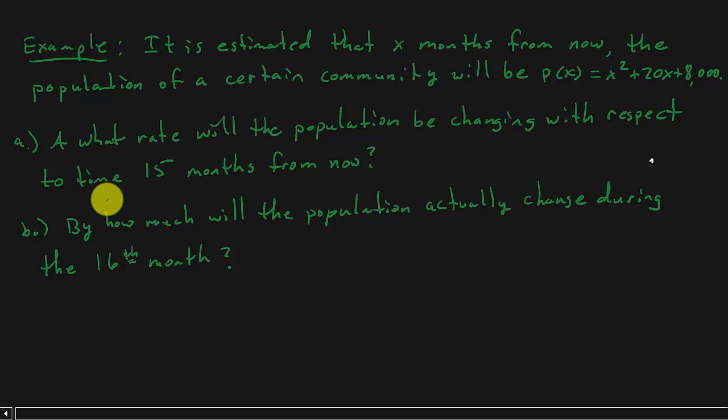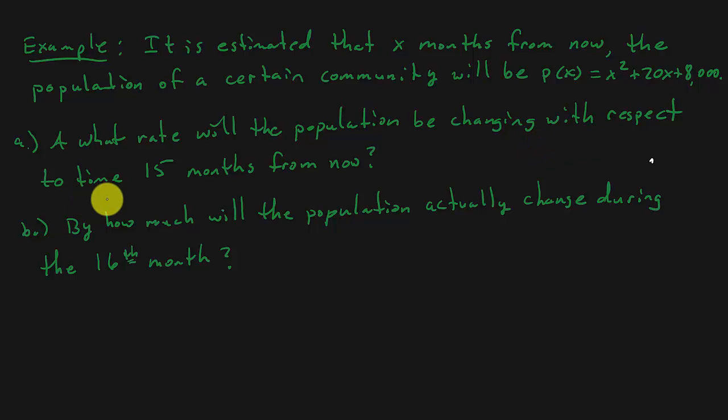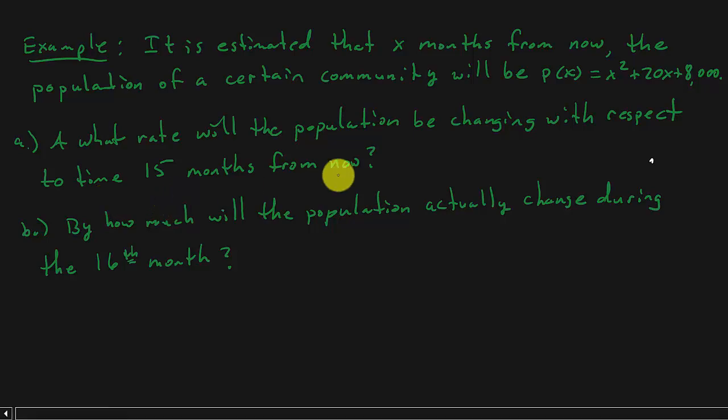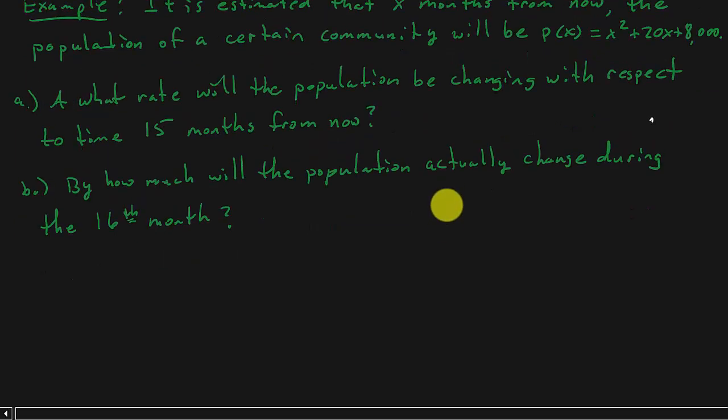All right. So what do we do? Well, we learned in the last video that the derivative is a rate of change. So to find that rate of change, or to find how it's changing, we need to take the derivative of this thing and then evaluate it at 15. And so let's do part A.